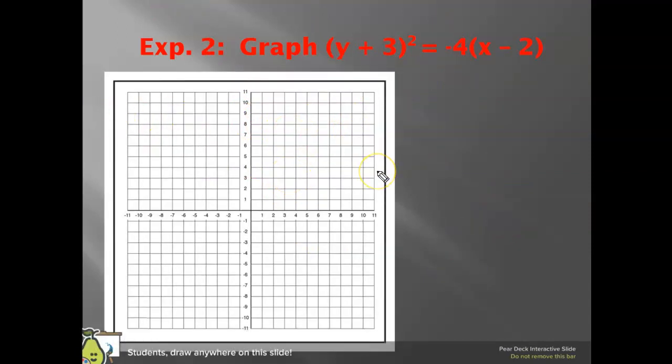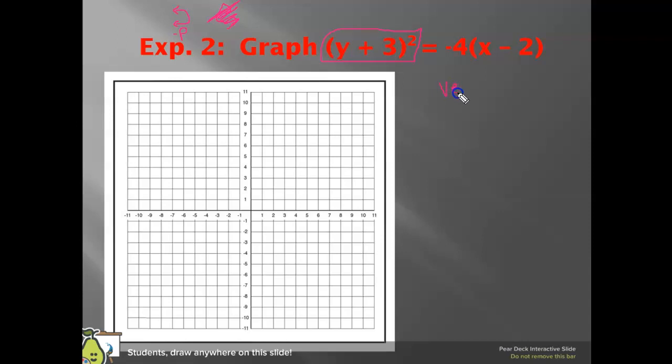Another example. Looking at this example, we've got (y + 3)² = -4x - 2. The first thing I notice is that y is what is squared, so that means it's going to be going to the left or to the right. And when I look at my 4p value, it's negative, so I have a negative p, so it's going to be going to the left. So I know this is going to be a left-facing parabola.